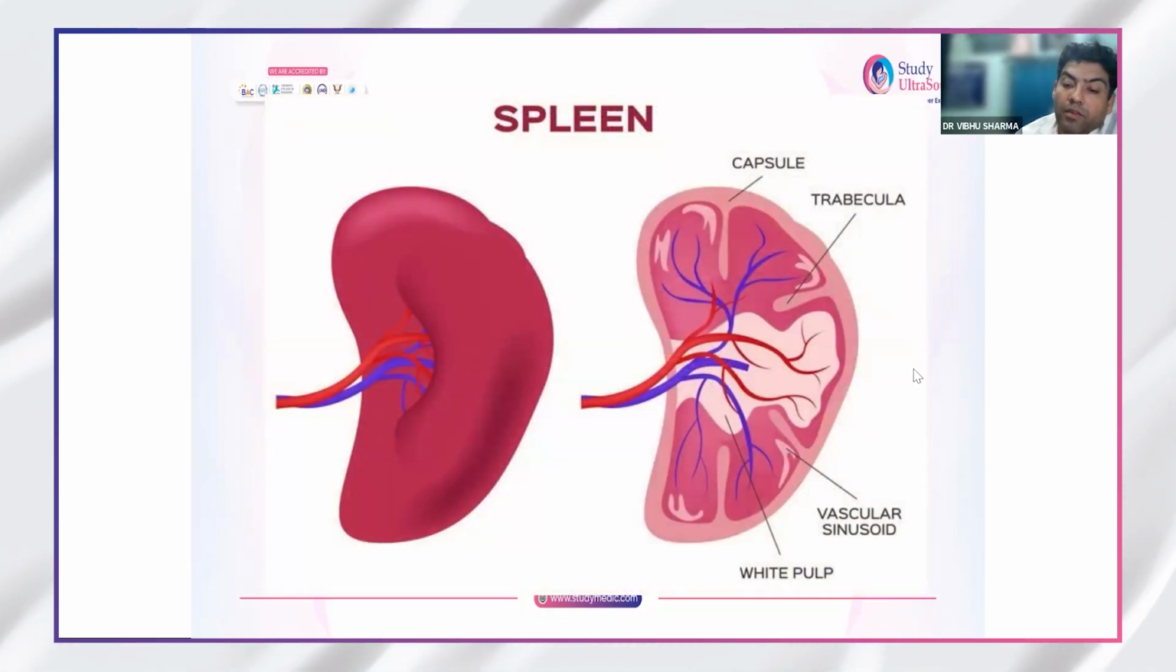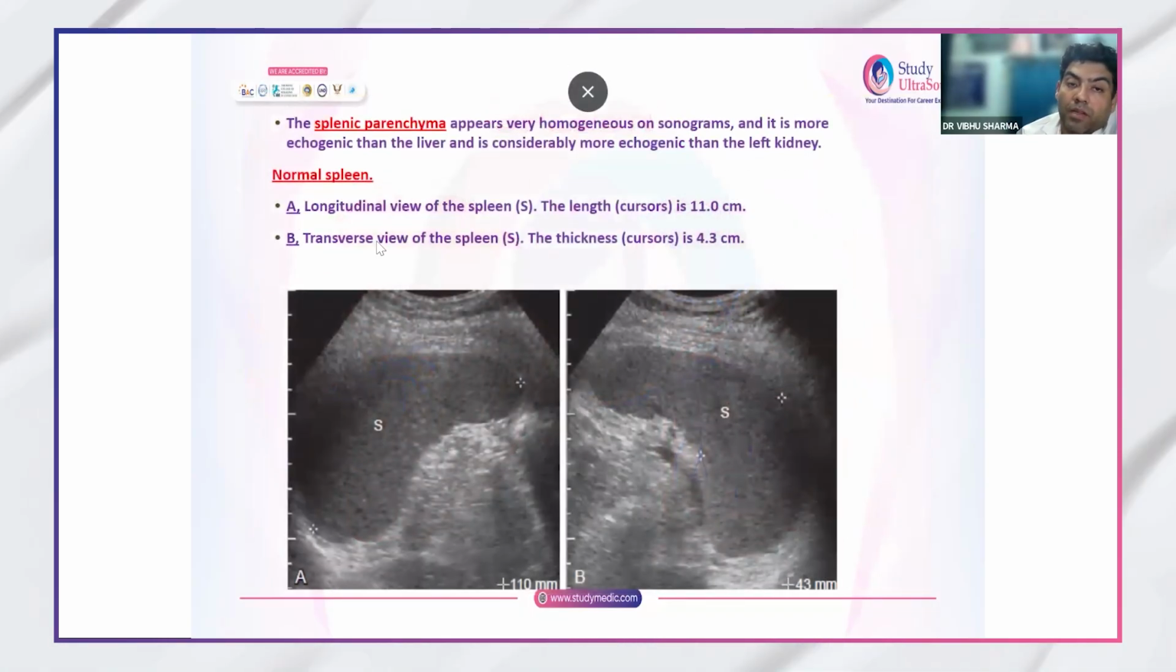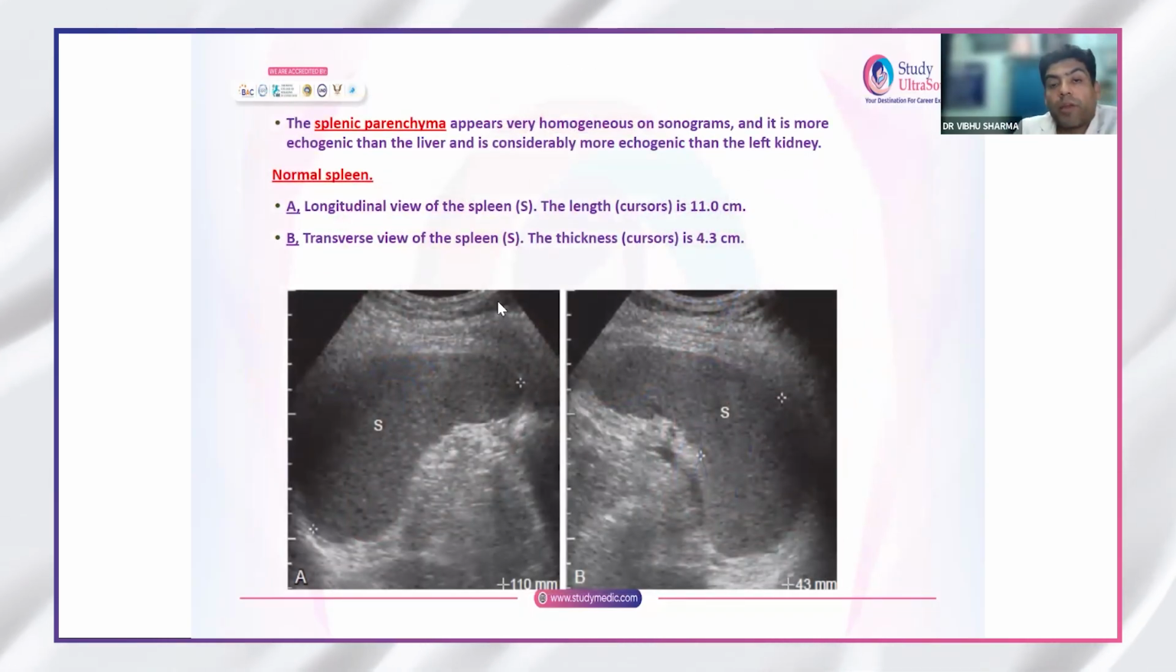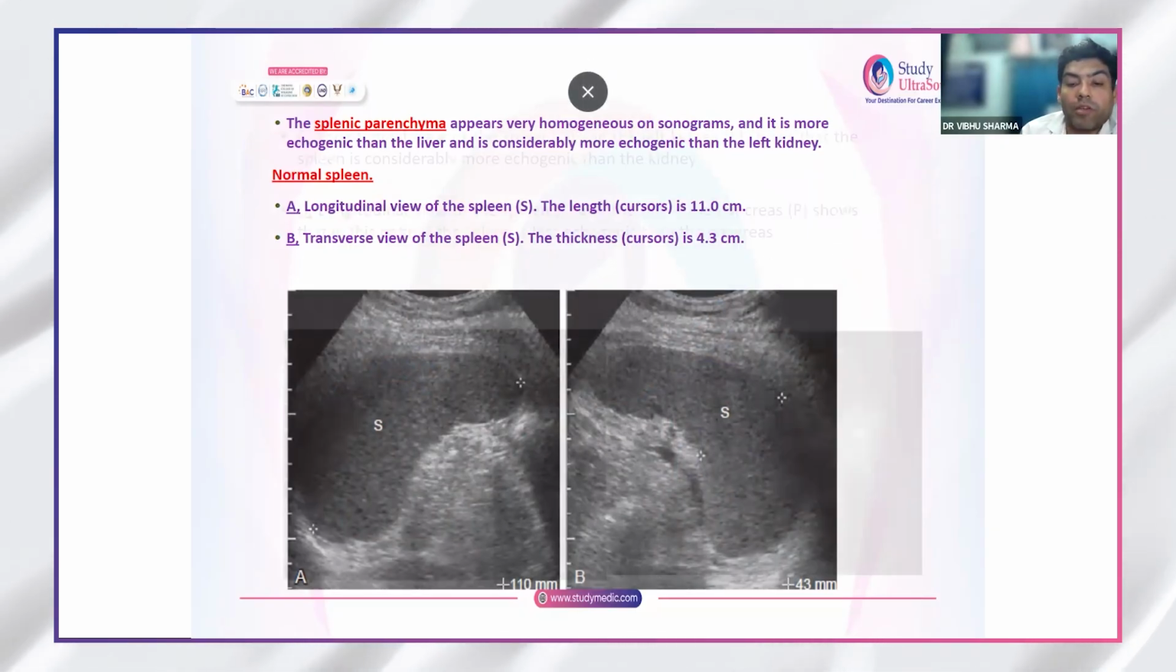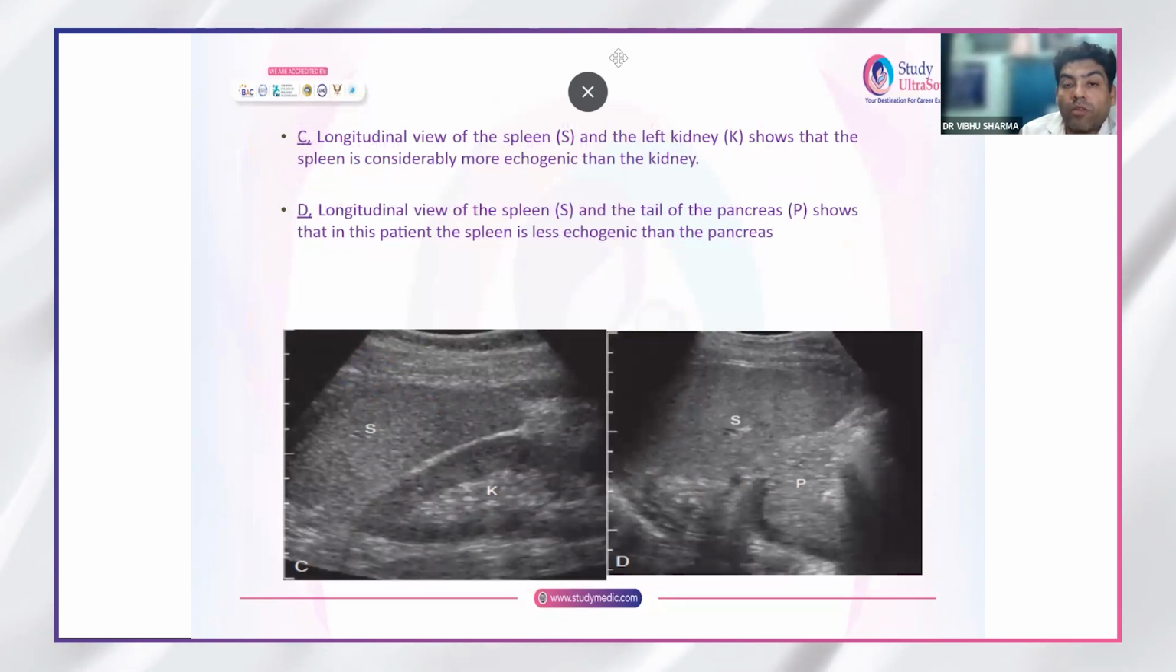Why are these vascular points important? The splenic parenchyma appears very homogeneous on sonograms. It is more echogenic than liver, and it's considered more echogenic than left kidney. Normal spleen measures around 11 centimeters. Transverse view thickness is around 4 centimeters. In the longitudinal view of spleen you can see here, and the kidney shows that the spleen is considerably more echogenic.